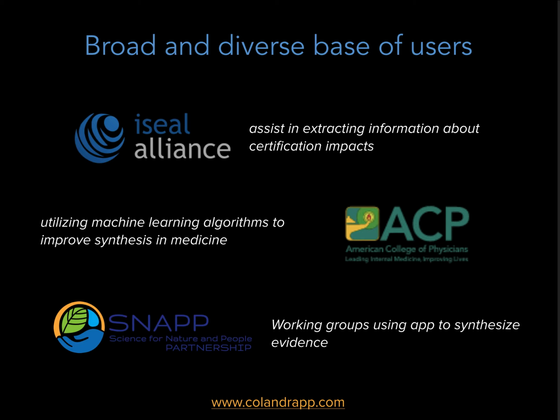Some examples include the ISEAL Alliance, who's been using it to extract information on the impacts of certification, the American College of Physicians, who is interested in using the underlying algorithms to improve synthesis in medicine, and then within the Science for Nature and People Partnership itself, by providing a tool for ongoing working groups such as ecological drought, soil carbon, and ecological lovers for health to find and to synthesize evidence to inform research and practice.